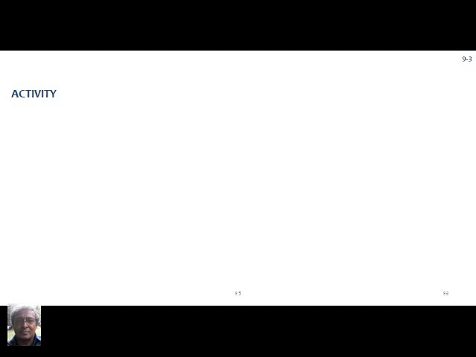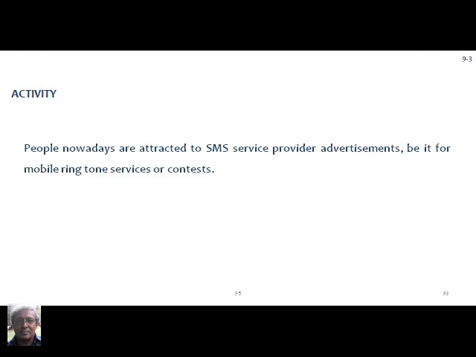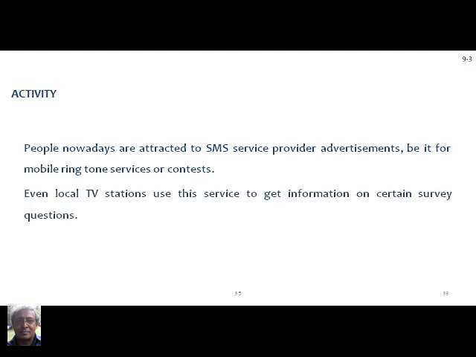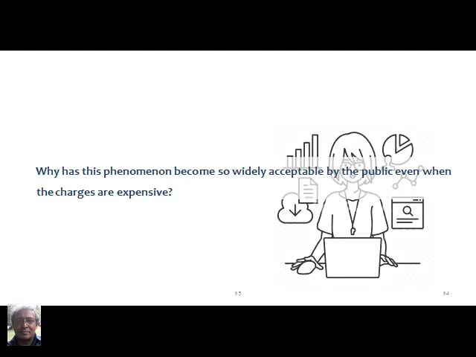Activity. People nowadays are attracted to SMS service provider advertisements, be it for mobile ringtone services or contests. Even local TV stations use this service to get information on certain survey questions. Why has this phenomenon become so widely acceptable by the public even when the charges are expensive?